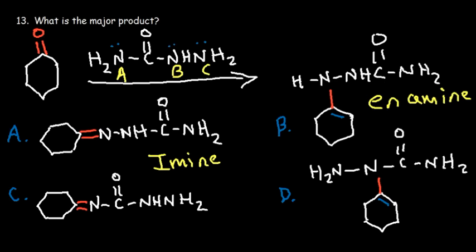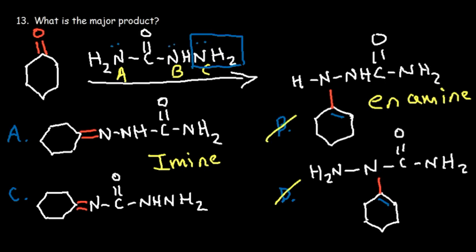Nitrogen C doesn't delocalize into the carbonyl group. It's too far away. So this is the amine group that's going to react with the carbonyl group. And because it's an NH2, meaning it's a primary amine, we should get the imine and not the enamine. So we can eliminate answer choices B and D.